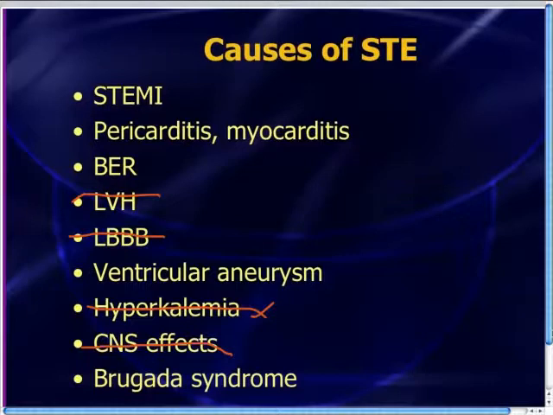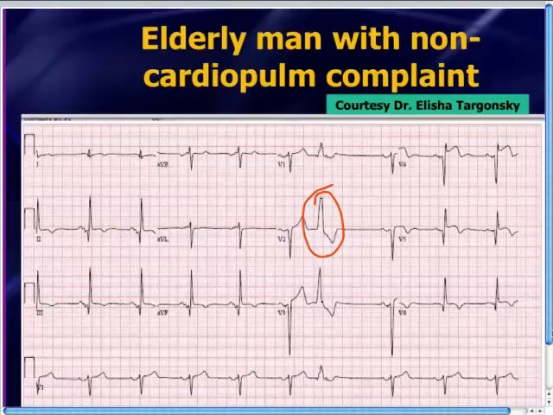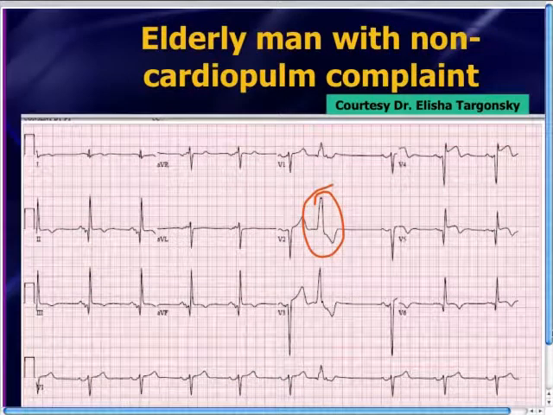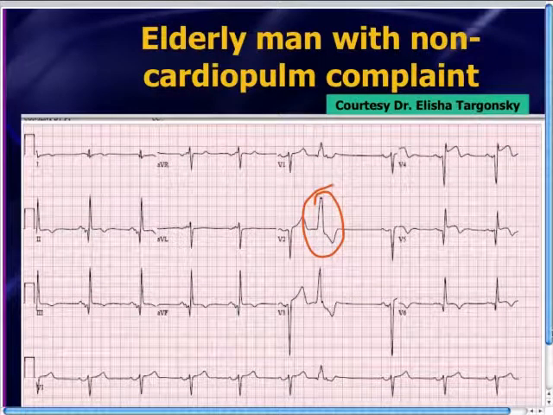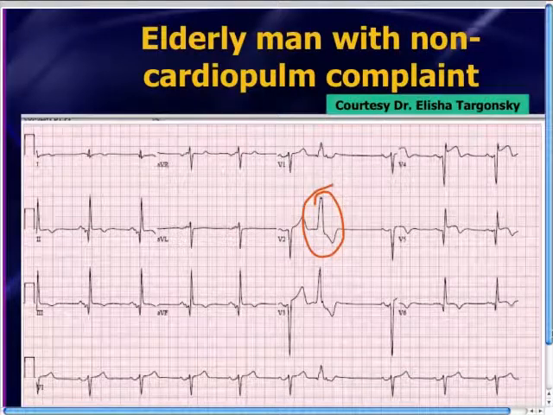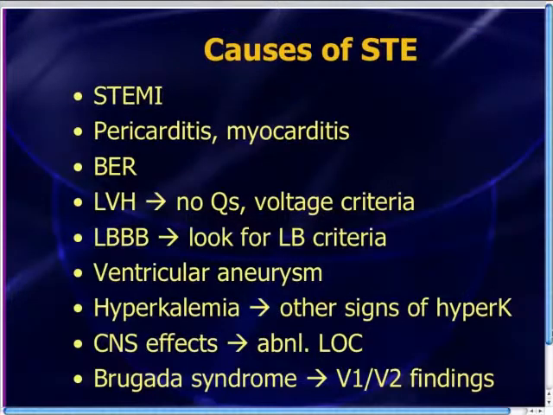And then I think we can probably fairly get rid of Brugada syndrome as well, because you don't have an incomplete or complete right bundle pattern in V1 and V2, and you'd expect to see that with the right bundle. So let's go ahead and get rid of some of these things.